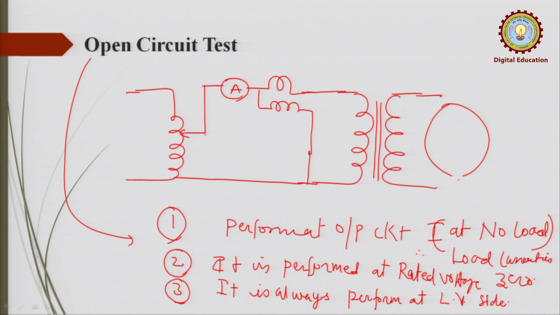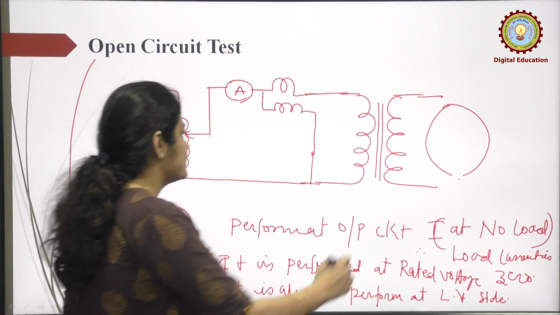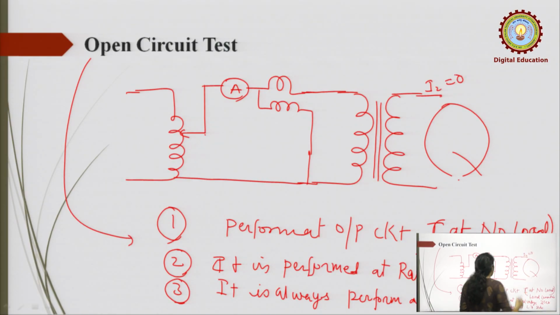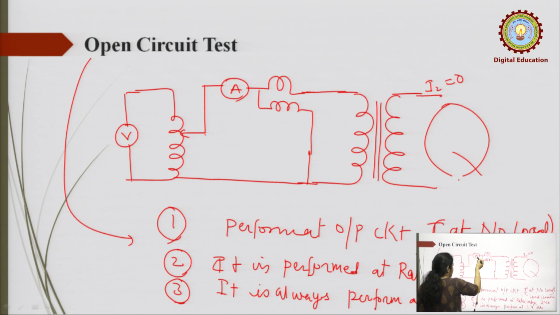And why it is performed at the low voltage side, we will see. So, there is no load, so the current I2 is 0. This is the connection diagram of the open circuit test on a two winding transformer. If you apply this voltage V, this is the auto transformer, and this is the ammeter, which we are using to measure the current in the open circuit test.